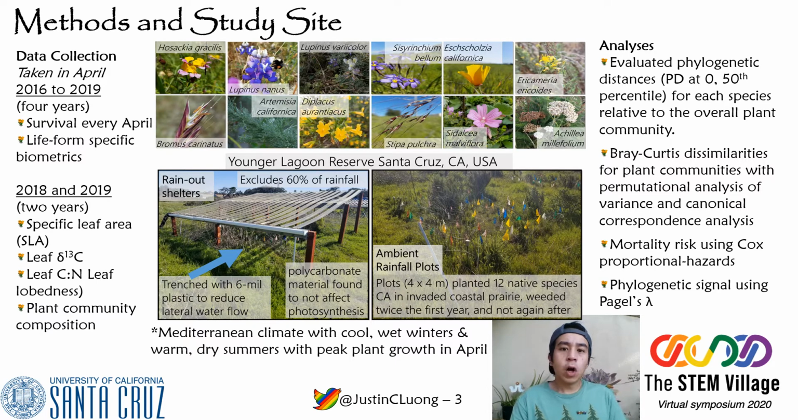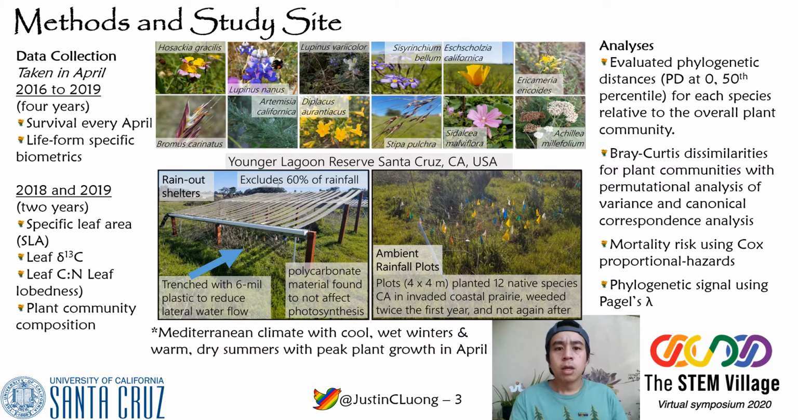Plots were mowed to remove all standing biomass in January 2016, then planted with the 12 California native species displayed above. Plots all had non-native species removal twice in the first year and not again thereafter. We measured the survival of planted species and the traits listed above for all the planted natives and extant non-native species in our plots.